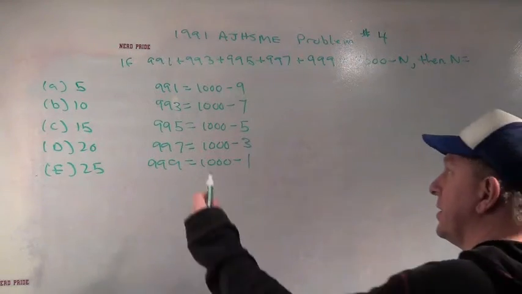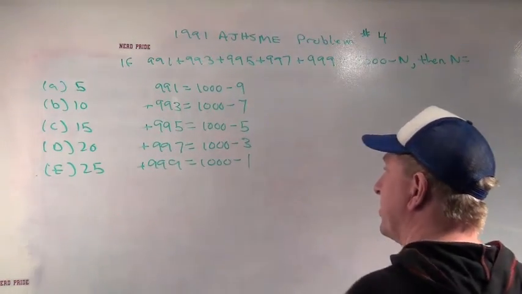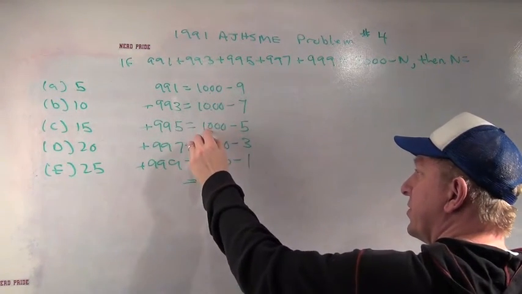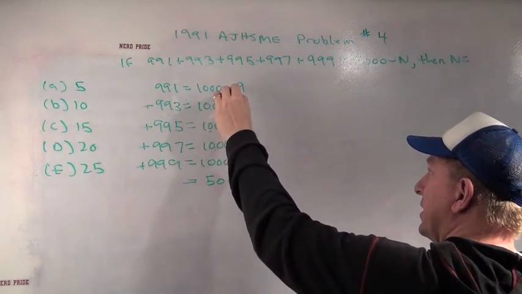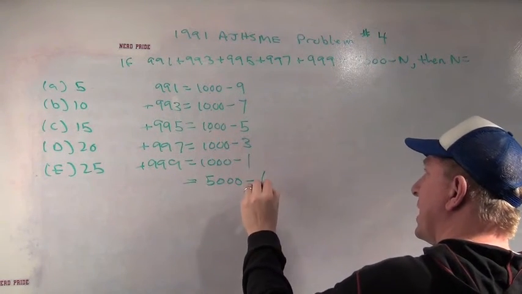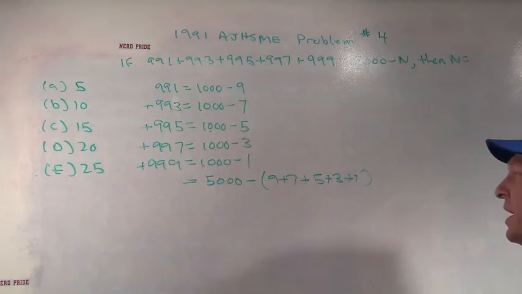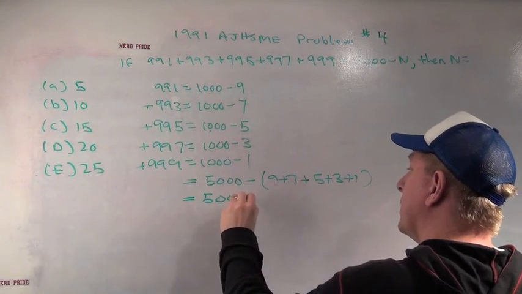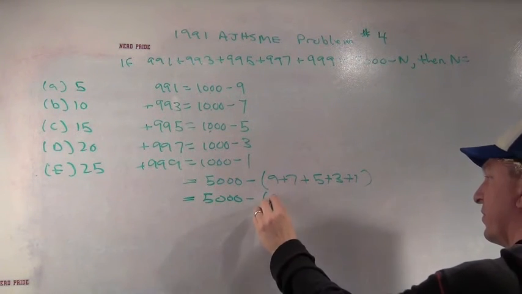Now when we want to add these all up, 991 plus 993 plus 995 plus 997 plus 999, what we get is 1,000, 2,000, 3,000, 4,000, 5,000 minus 9 minus 7 minus 5 minus 3 minus 1, or minus 9 plus 7 plus 5 plus 3 plus 1. Okay, now adding up became very easy. In fact, this is 5,000 minus 9 plus 7 is 16, plus 5 is 21, plus 3 is 24, plus 1 is 25.